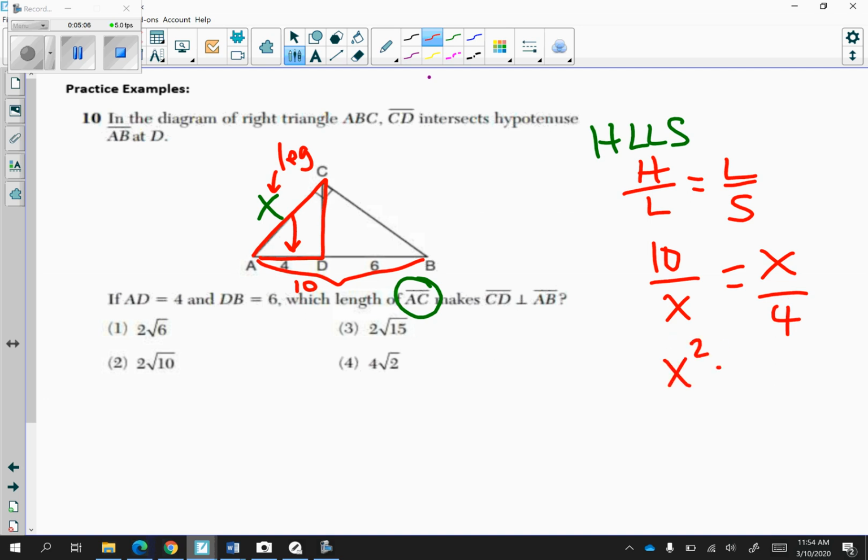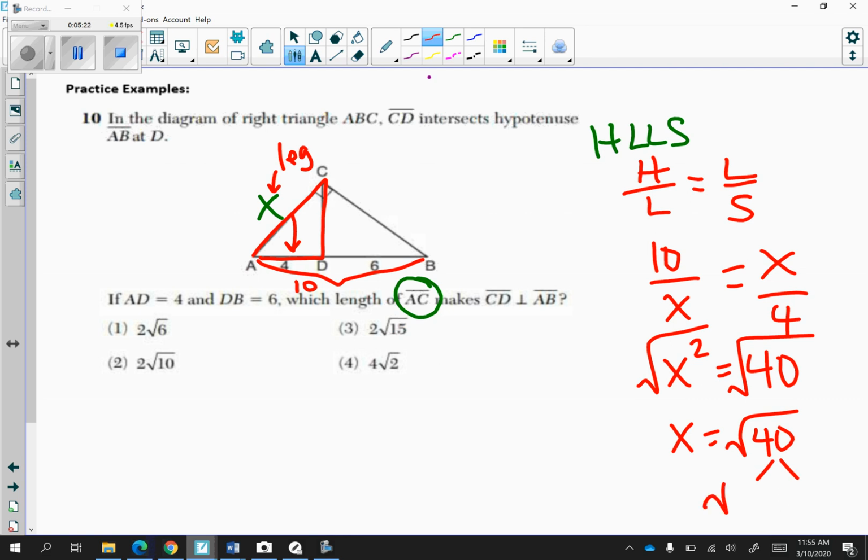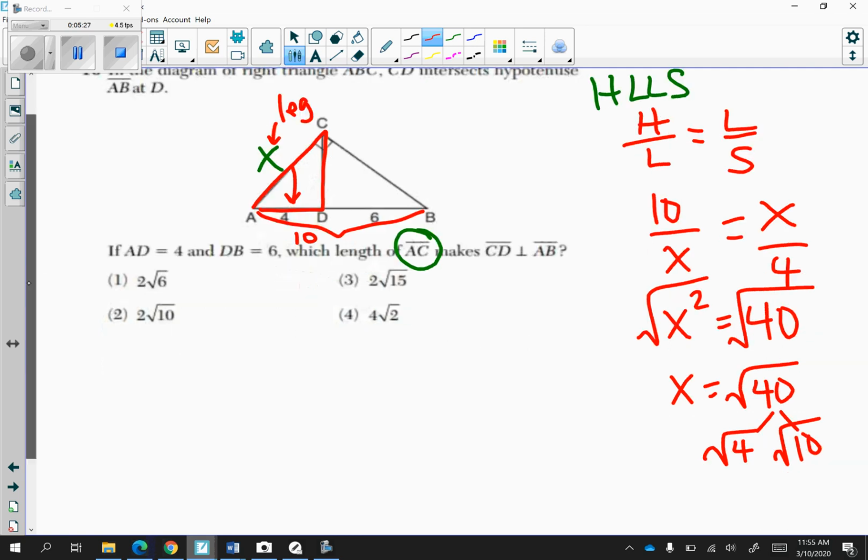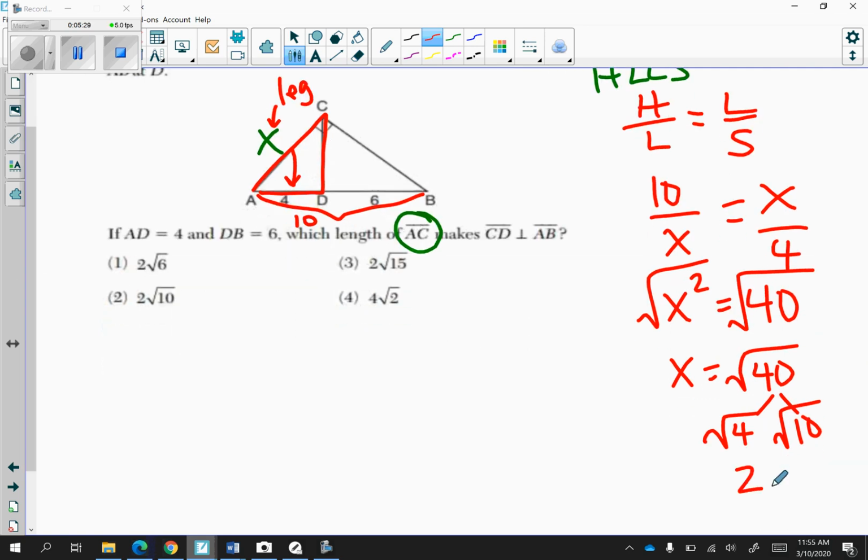Cross multiply, x squared is equal to 40. Take the square root of both sides. So x is equal to radical 40. Now you can use your calculator and type in radical 40 and type in the answer choices to match the decimals, or if you know the largest perfect square to go into 40 is 4 and 10. So radical 4 turns into 2, radical 10. Choice 2 is your answer. Again, using the calculator to check your decimals is a great tool.